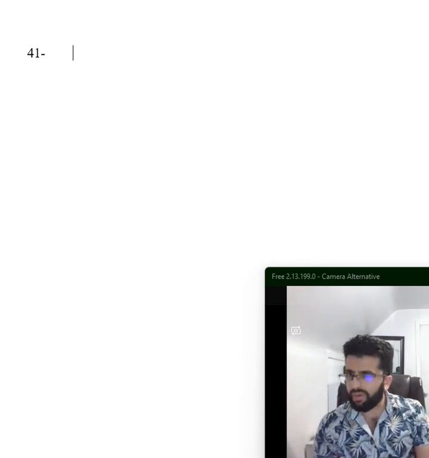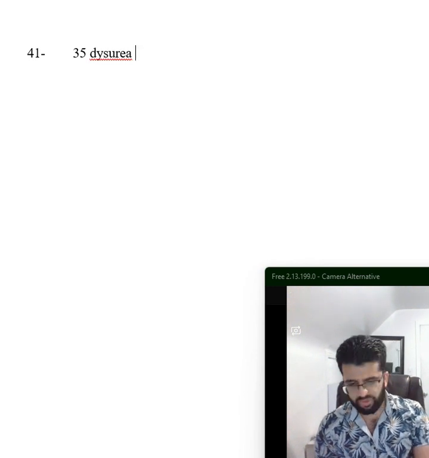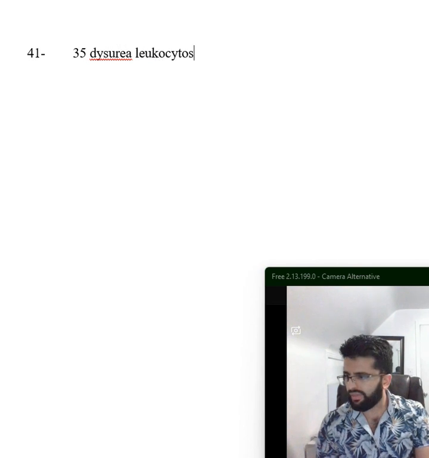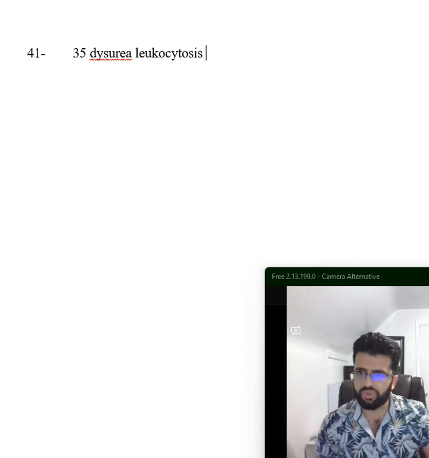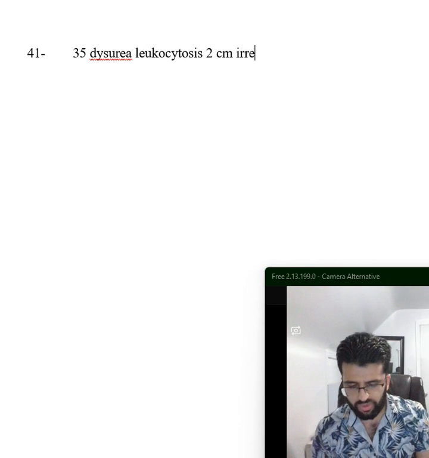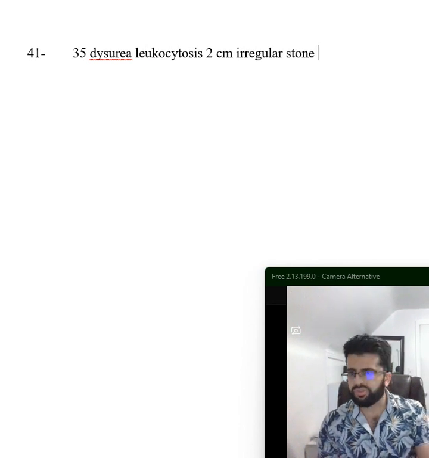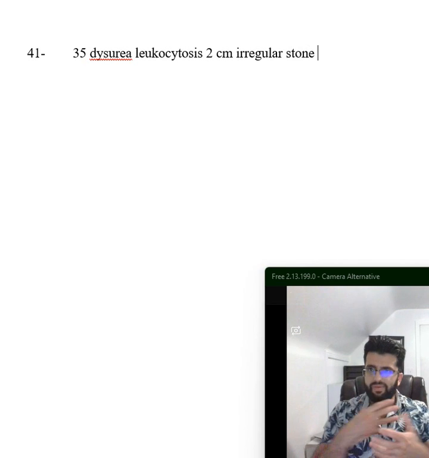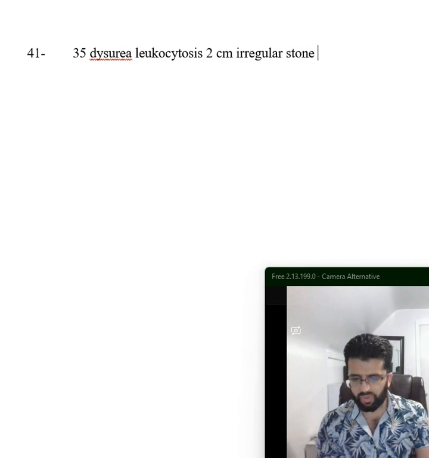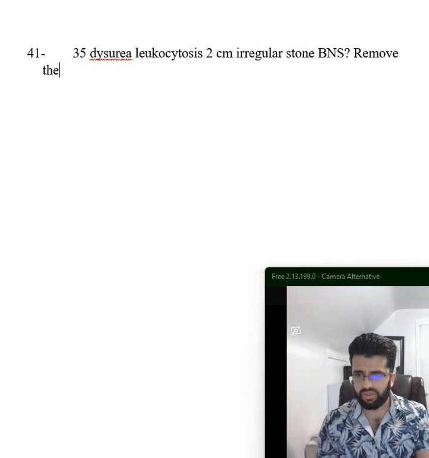So if you see a patient who's 35, came in with dysuria, and then you do labs, there is leukocytosis, and then you do imaging, you see a 2 centimeter irregularly shaped stone in the distal ureter, and the patient has flank pain, CVA tenderness. What's the best next step? Best next step, you want to remove the stone.